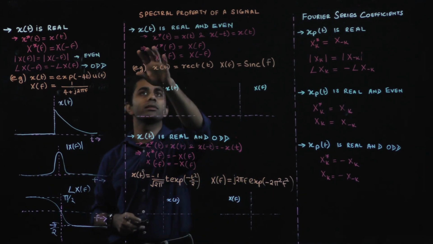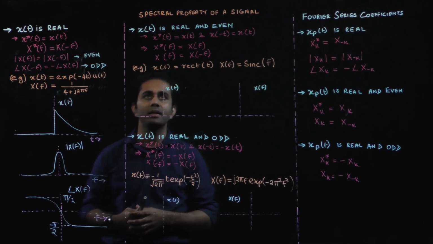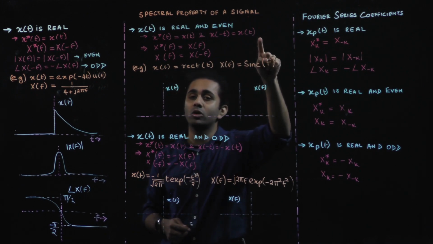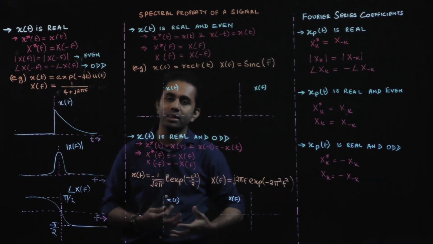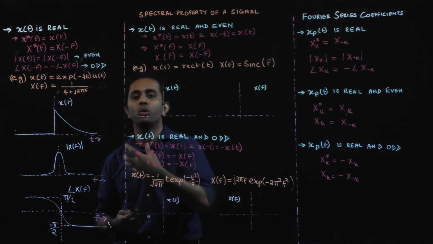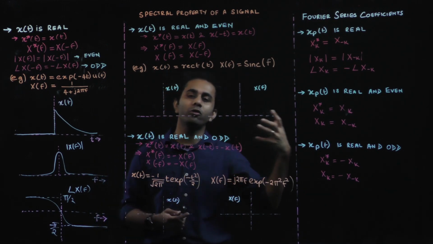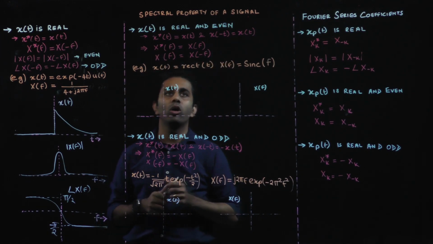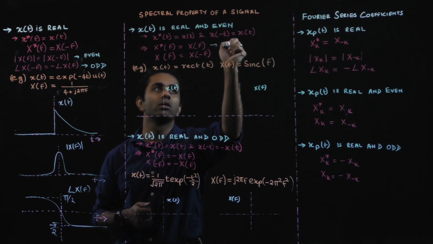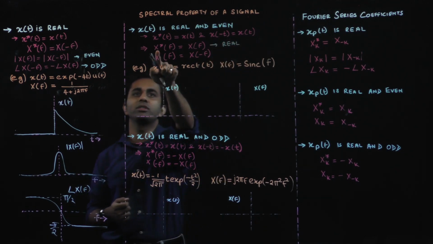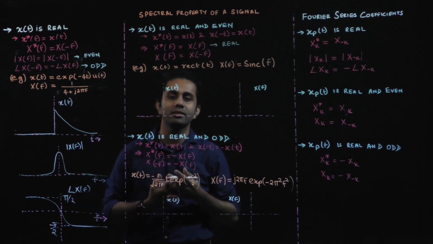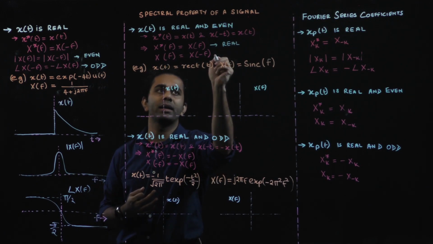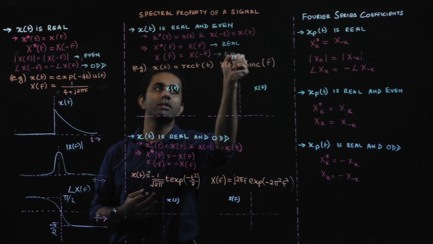So the next thing we look at is if x of t is real and even. What that means is that my x conjugate of t is equal to x of t, while x of minus t is also equal to x of t. So these two conditions have to be satisfied, so that only then my signal can be called both real and even. The corresponding Fourier transform relationship is that x conjugate of f is equal to x of f. What that means is that this signal is also real, because now since the conjugate of the function is the same as the original function, I can say the signal is real. And the second relationship is that x of f is equal to x of minus f, which means I am going to have even symmetry here.